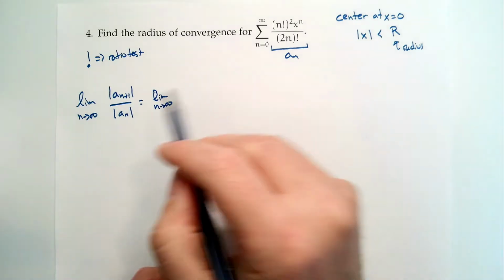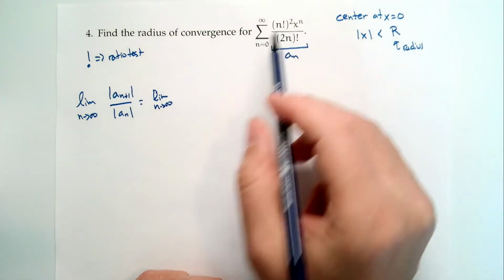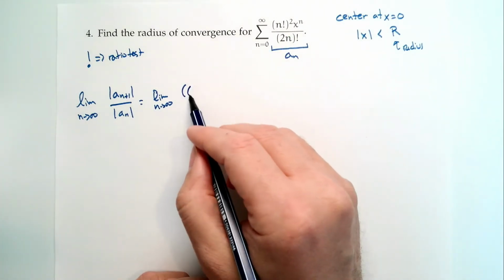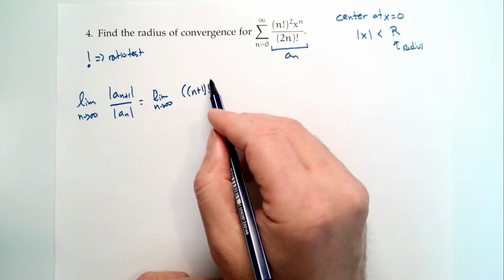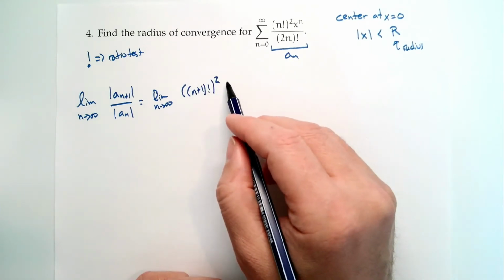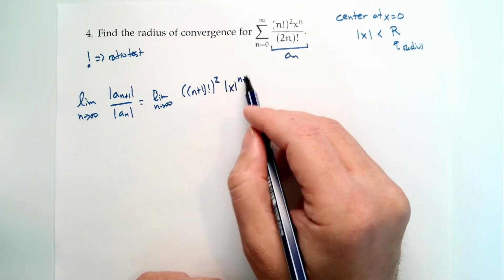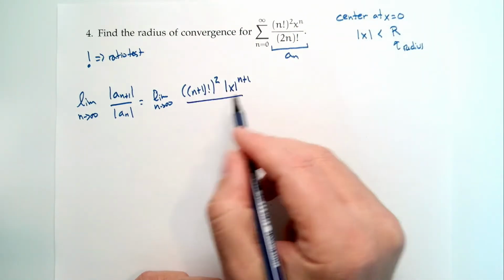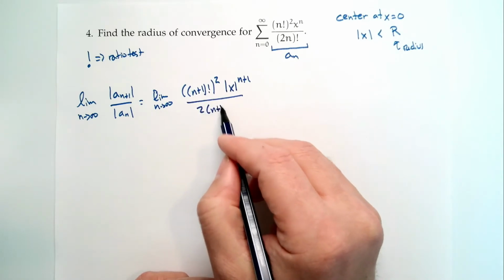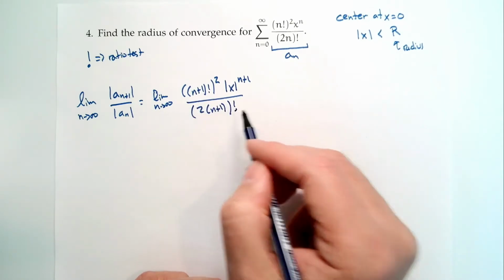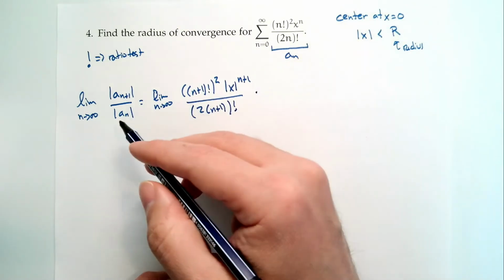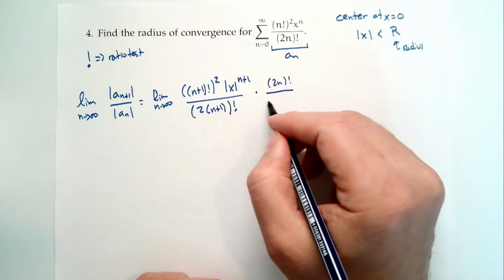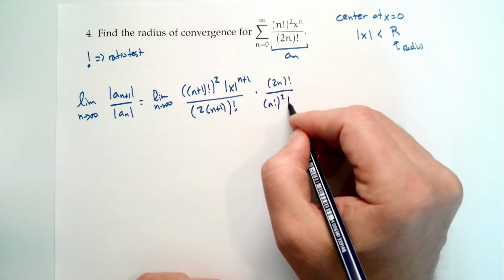Well, be generous with your parentheses here. Everywhere we see an n, we're going to replace it by n plus 1. So n plus 1 factorial squared absolute value of x to the n plus 1, because the only place where absolute value comes into play is the x. Divide that by 2 times n plus 1 factorial. Then multiply by the reciprocal of a sub n, so 2n factorial over n factorial squared absolute value of x to the n.